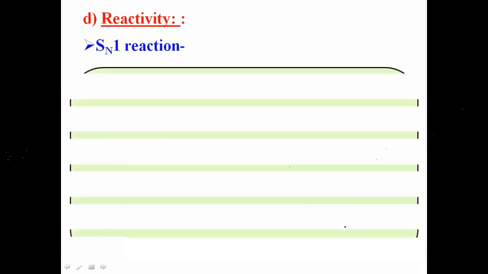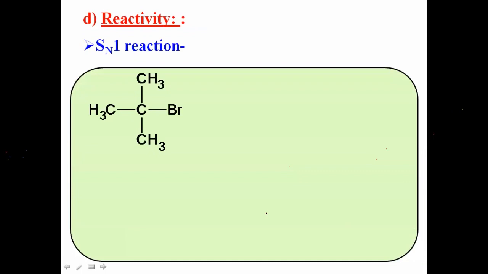Okay, this starting material is our tertiary butyl bromide. This is tertiary butyl bromide.